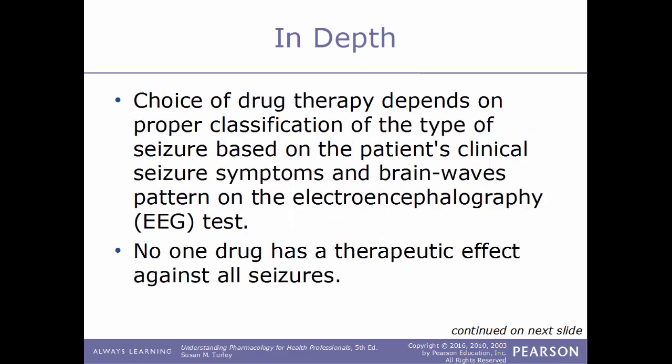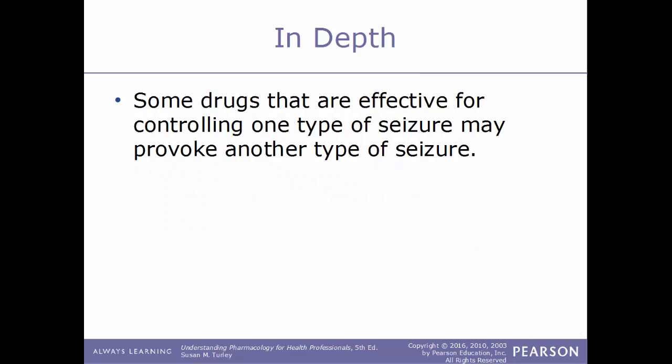Alright, now let's talk a little bit more in depth about treating epilepsy. The choice of drug therapy really depends on the proper classification of the type of seizure, based on the patient's clinical symptoms and also brainwave patterns based on an EEG test, electroencephalograph. And there is no one drug that has a therapeutic effect on all kinds of seizures. Now, some drugs that are effective for controlling one type of seizure may actually provoke another type of seizure.